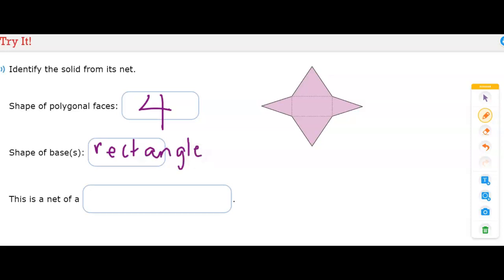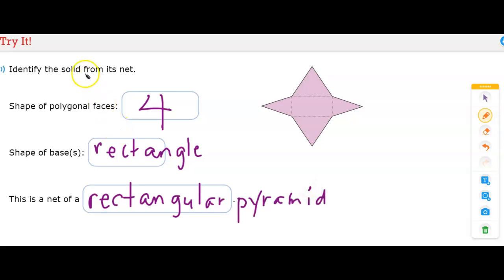And then we have, this is a net of a pyramid. And if you recall from the previous examples, the base is only one, and it's a rectangle. And then you have the four triangles. That's usually going to create a pyramid. So the pyramid gets its name from its base. So the base is in the shape of a rectangle. So this is a rectangular pyramid. And we have just identified a solid from its net.